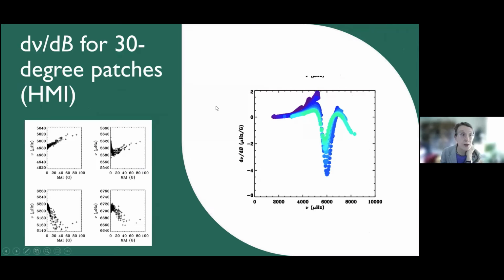But HMI, you get the 30-degree patches out of the pipeline, and they return frequencies up to very high ranges, and then you can see it going up and down and up and down again, and so it's changed sign again down here. And if you look at the scatter plots, you can see that these things are not always monotonic. There it sort of goes down steeply at low activity and then goes up at higher activity.